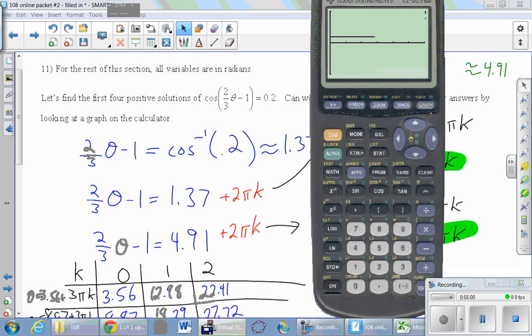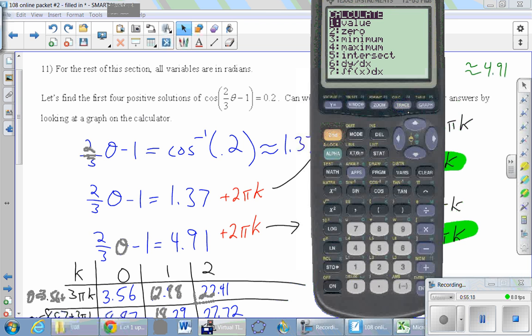First thing we'll see is that horizontal line at 0.2, and then we'll see our cosine thing bouncing up and down, up and down. And if we've done this right, then hopefully we see 6 intersections on the window that we've chosen. 1, 2, 3, 4, 5, 6. Hooray. Let's see if we can use the intersect command to find a couple of these.